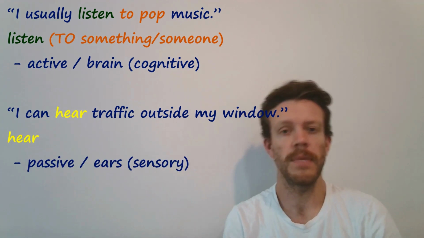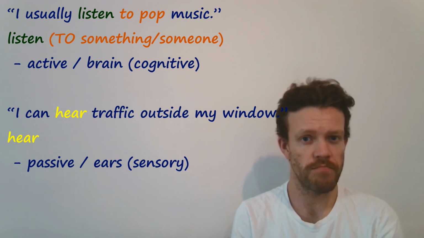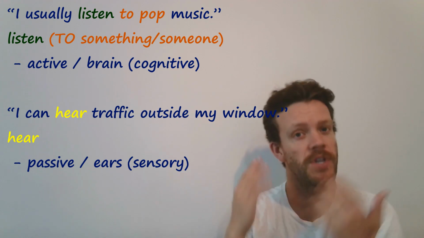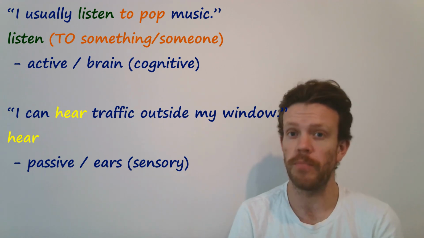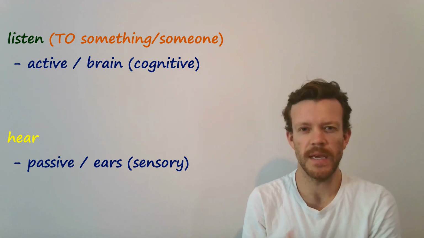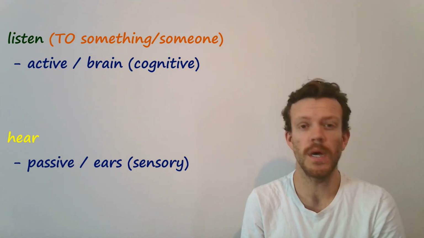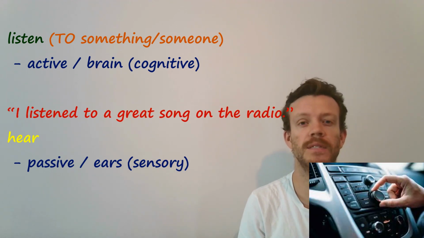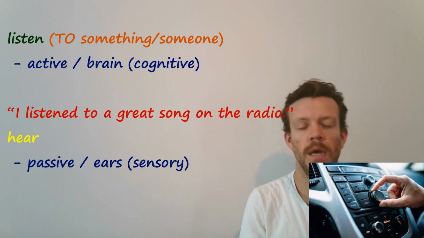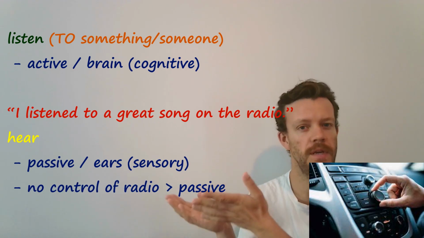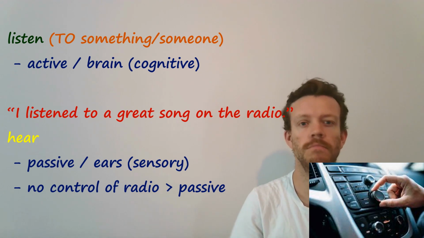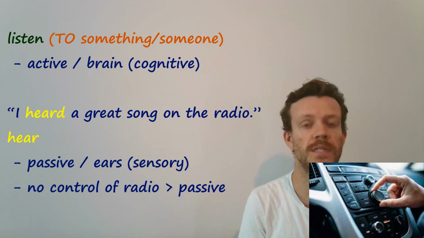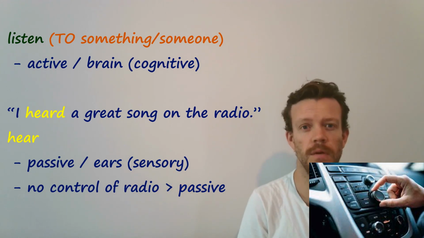So that's listen. Hear is then a passive action. It's just sounds going into your ears. And it's sensory. Just uses your ears, not really your brain. And a lot of people make mistakes or say things which aren't natural when it comes to music. Saying things like this: I listened to a great song on the radio. You're driving in your car, the radio's on, you have no control, so it's passive, just the music going in your ears. So really you want to say, I heard a great song on the radio.